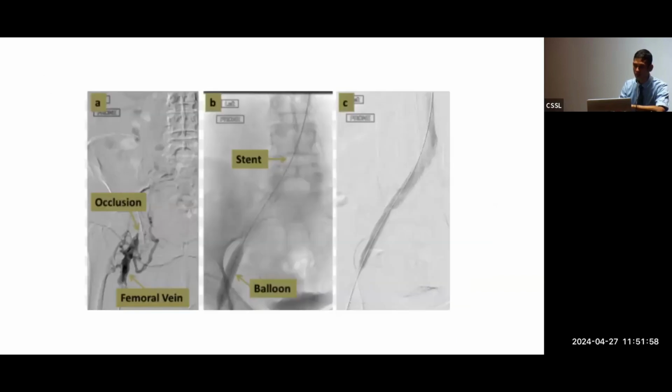And this is an image of a recanalized iliac segment. So you can see there is occlusion in the common femoral vein, common iliac vein. They have recanalized it, stented it, and now there is beautiful flow.